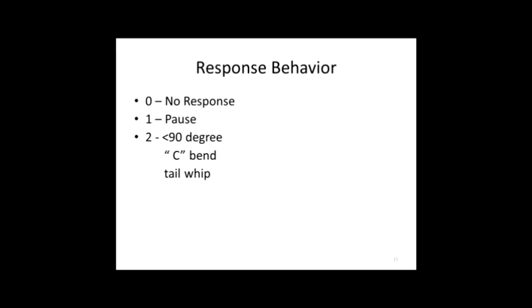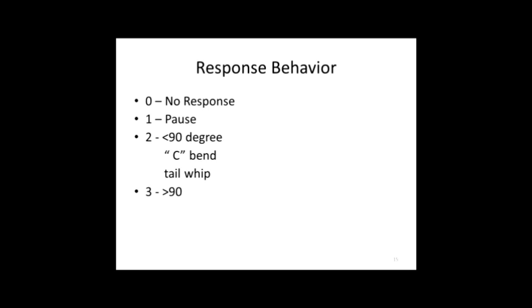The next level had 3 different responses that shared the same numerical value. That was the turn of less than 90 degrees, when the larva was crawling, hesitated for just a bit, and then continued crawling at an angle less than 90 degrees; the C-bend, when it brought its head down towards the posterior end of its body; and the tail whip, when it whipped its tail up briefly just like a reflex.